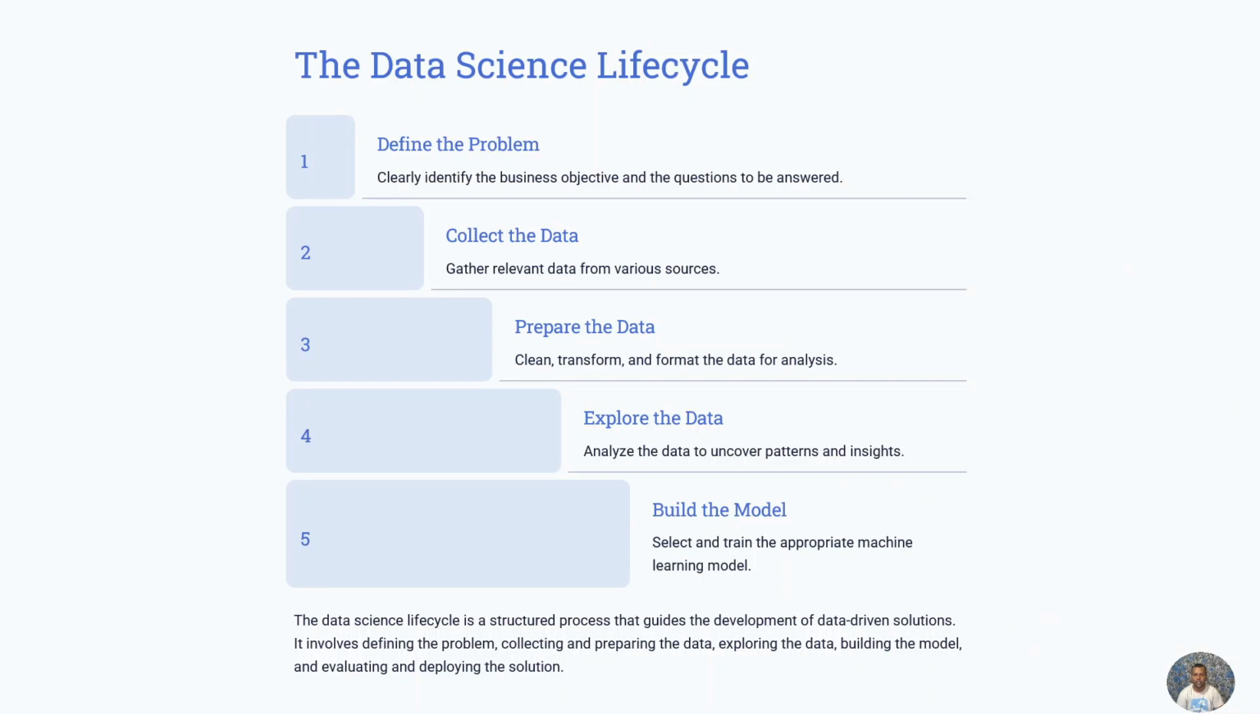Now let's see the data science life cycle. Define the problem: clearly identify the business objective and question to be answered. Collect the data: gather relevant data from various sources. Prepare the data: clean, transform, and format the data for analysis. Explore the data: analyze the data to uncover patterns and insights. Build the model: select and train the appropriate machine learning model. The data science lifecycle is a structured process that guides the development of data-driven solutions. It involves defining the problem and collecting, preparing the data, exploring the data, building the model, and evaluating and deploying the solution.